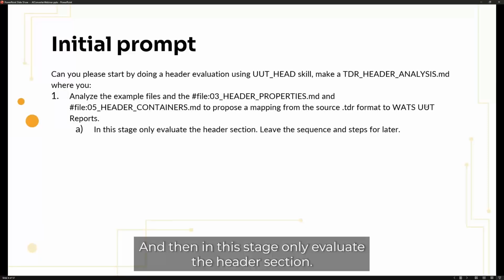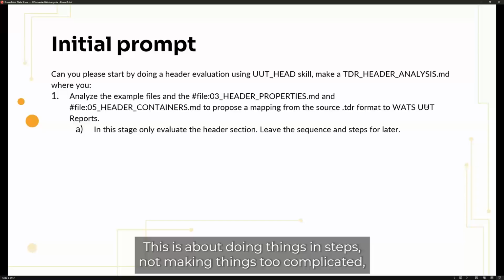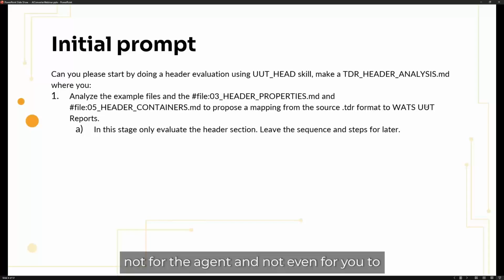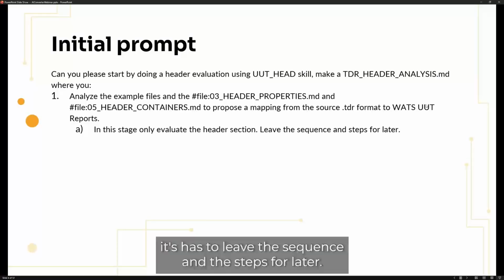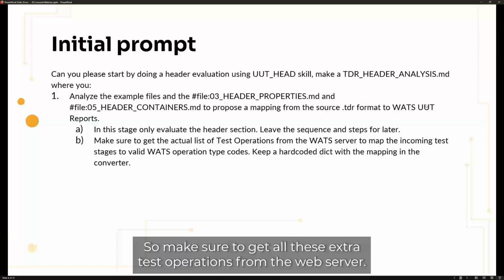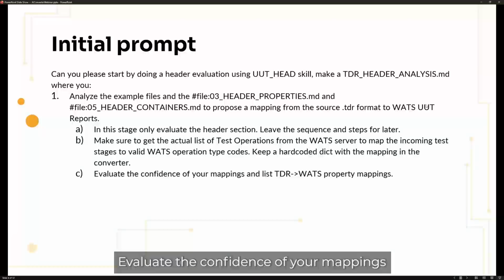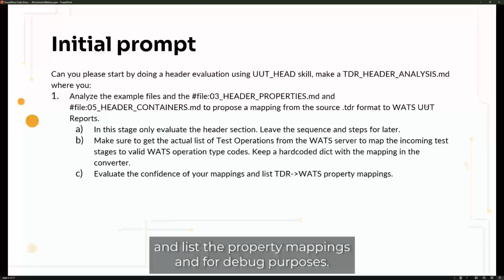And then in this stage, only evaluate the header section. This is about doing the things in steps, not making things too complicated, not for the agent and not even for you to stay in control. And then it's asked to leave the sequence and the steps for later. So make sure to get all these actual test operations from the WATS server, just some details, evaluate the confidence of your mappings, and list the property mappings.